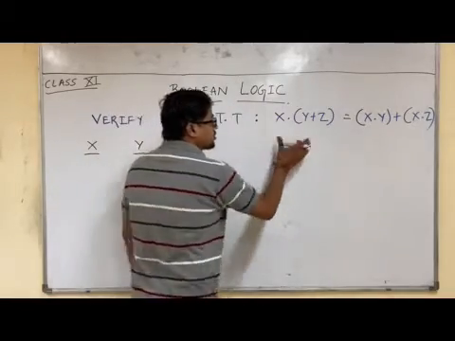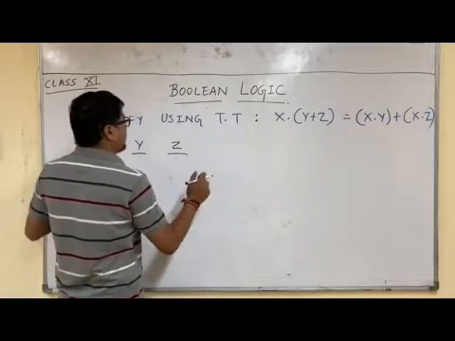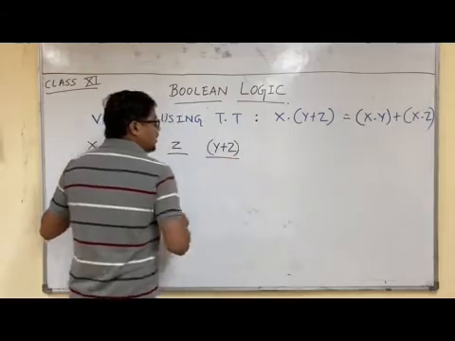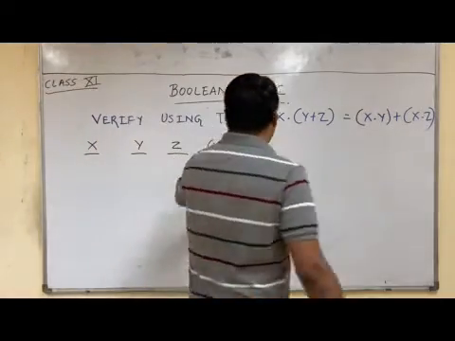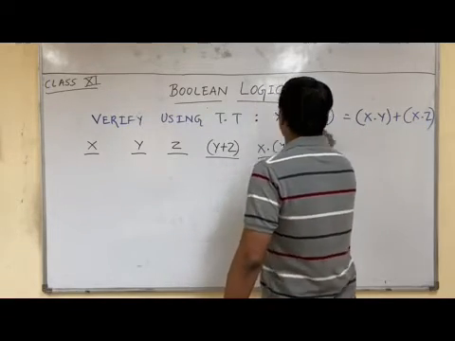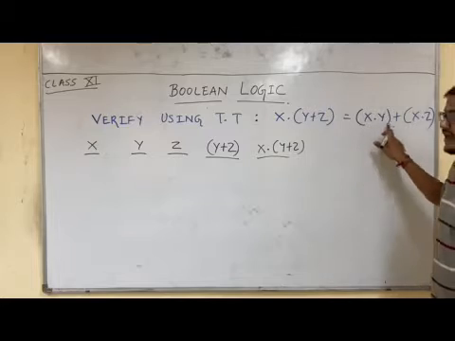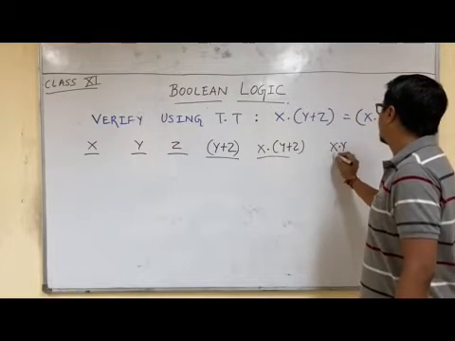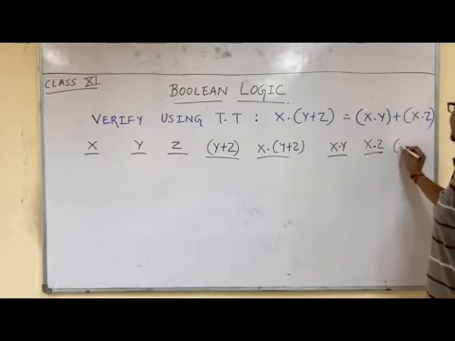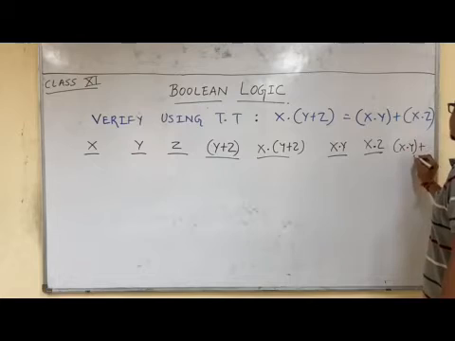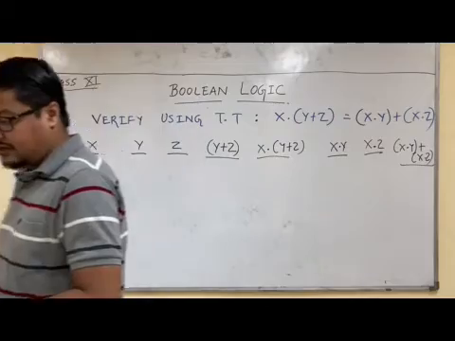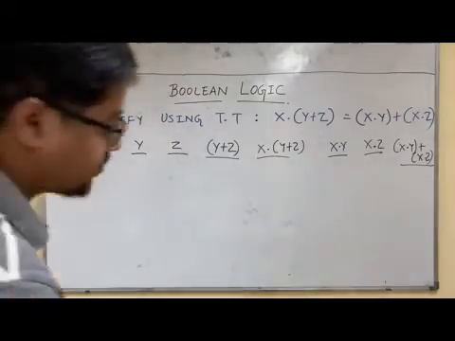Now, first let us focus on this LHS. X is available. We want this, so y plus z. Okay. Let us complete the LHS expression. X dot (y plus z). Okay. So this part is complete. Now let us go for the second part. X dot y. Then what do we require? X dot z. And finally what do we want? X dot y plus x dot z. Okay, so these are all the available variables and expressions that we want for the question.